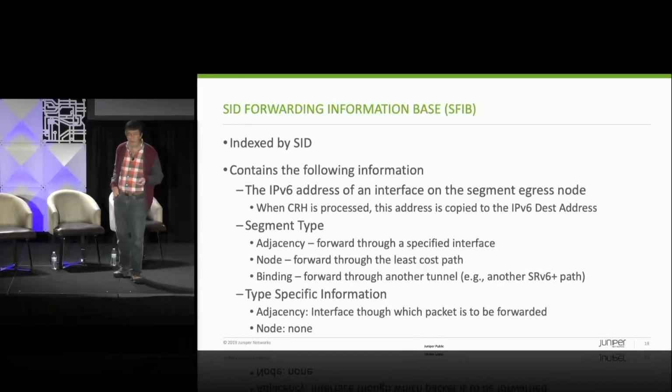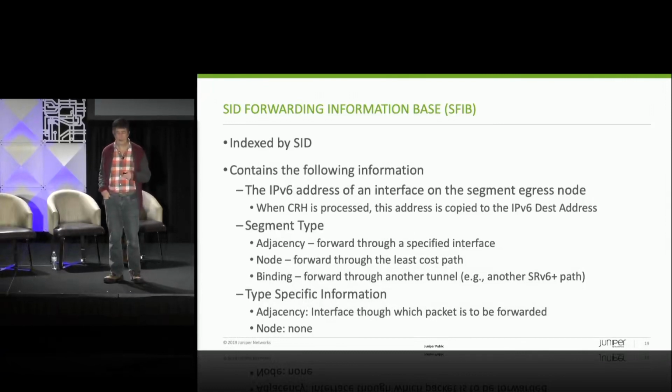Now, what does this forwarding information base look like? Well, remember when we're processing the CRH, we look at segments left. It is an index into the SID list. We find a SID, and we look for an SFIB member that is indexed by that SID. That member contains an IPv6 address. We will copy that IPv6 address to the destination address of the packet.